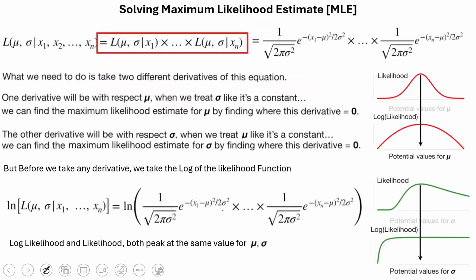Now we have seen the theory so far, and we found out that when you want to calculate the maximum likelihood, you have to find the point where the slope is equal to 0, right? Now let's see mathematically how to actually achieve that.